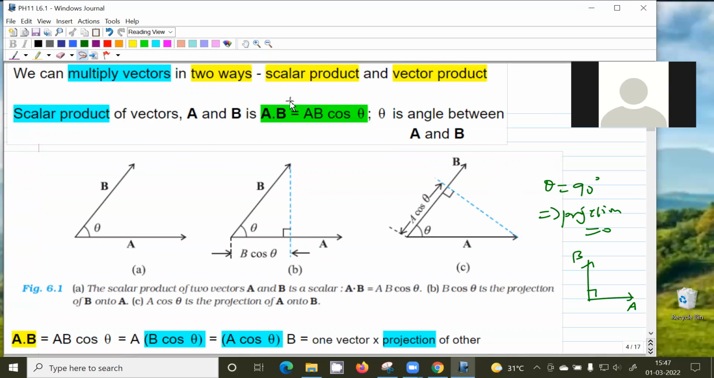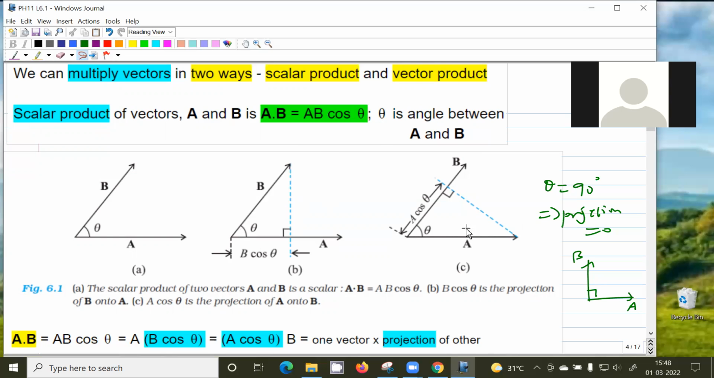So for multiplying two vectors, the dot product is also called scalar product because the resultant is a scalar. The dot product of two vectors A dot B is AB cos theta, with theta the angle between them. This can be interpreted as A into B cos theta, and B cos theta is the projection of B along the direction of A. This you know, from this right angle triangle. So A dot B can be thought of as A into the projection of B onto A, or it can also be thought of as A cos theta into B.